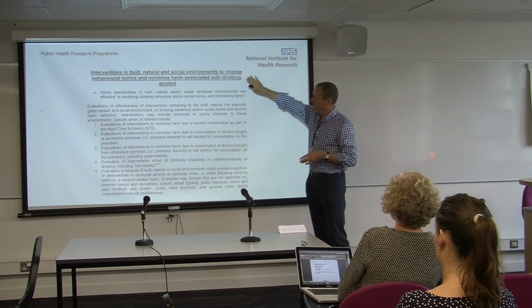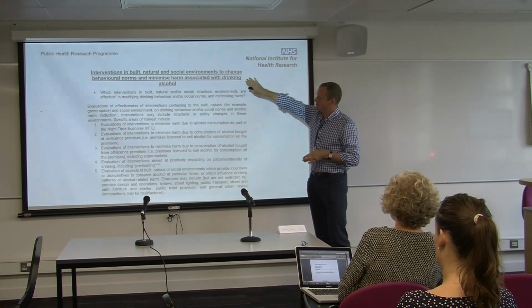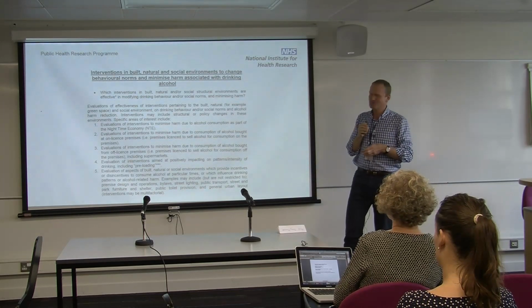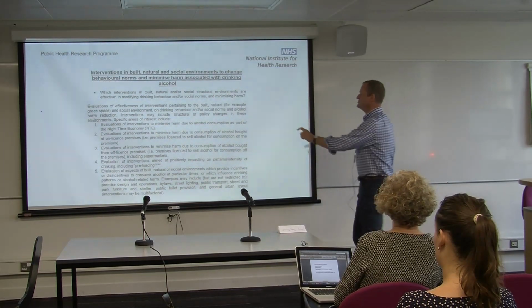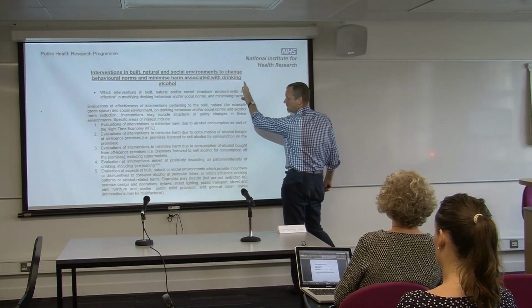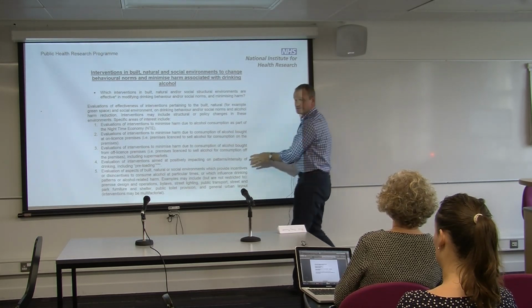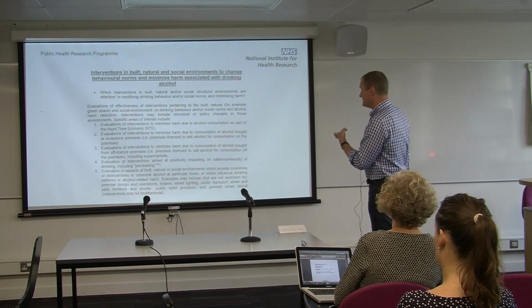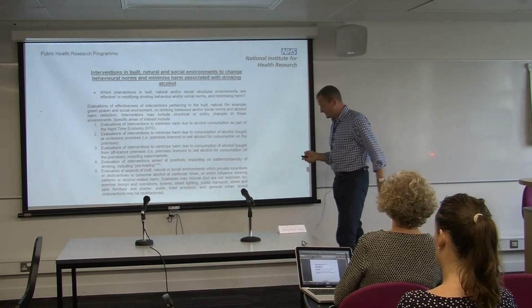So for instance here, interventions in built and natural and social environments to change behaviour, norms and minimise harms associated with drinking alcohol. It gives you what they are seeking to look for, and also it gives some examples of the type of studies that they might be interested in funding. So it gives you clear direction from the website.